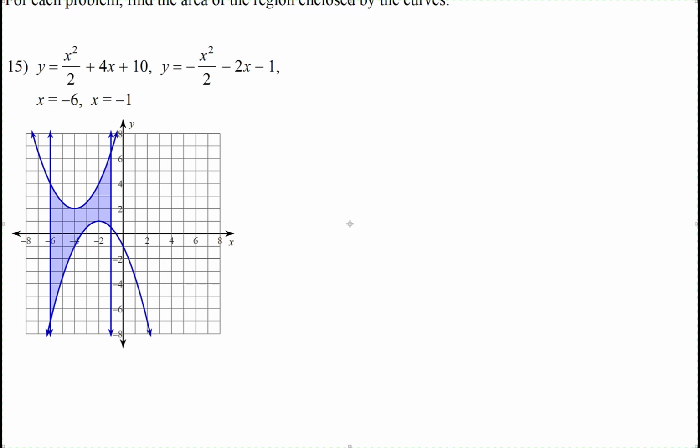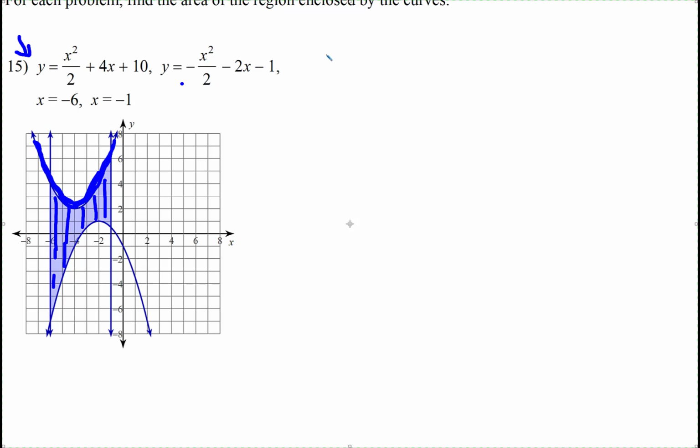Okay, here's another problem where you need to find the area of the region enclosed by the curves. So you first decide which one is the upper function. It's the positive x squared function. So this is the function above. This is the function below. So the way that you set it up, and it's the area between the curves, right? So remember, between something is the difference.